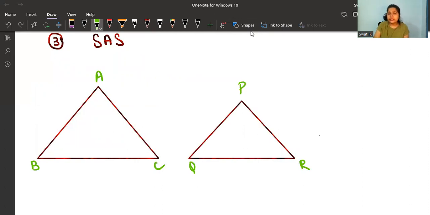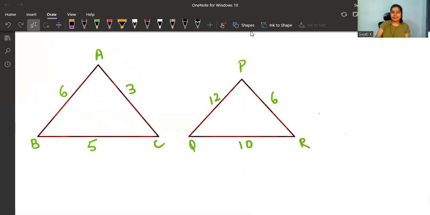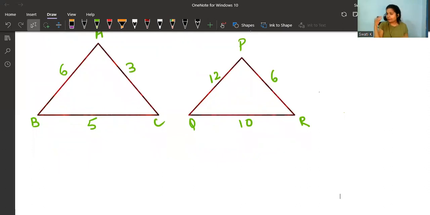And basically, this is given 6, this is given 12, this is given 3, and this is given 6, and this is given 5, and this is given 10. All right. So now we have to check whether both the triangles are similar or not. So just for this question, I'm going to make you understand with the help of a detailed solution for this.